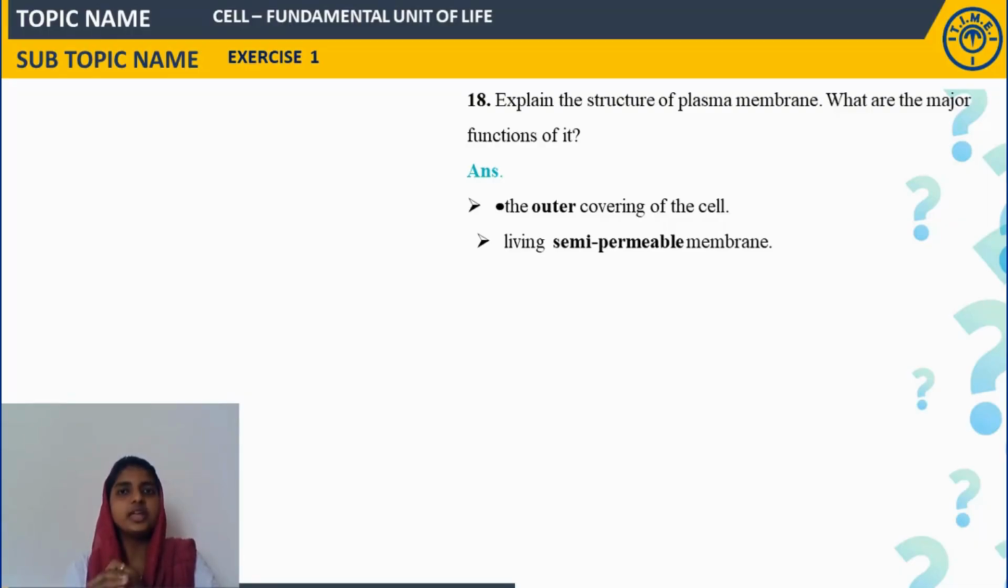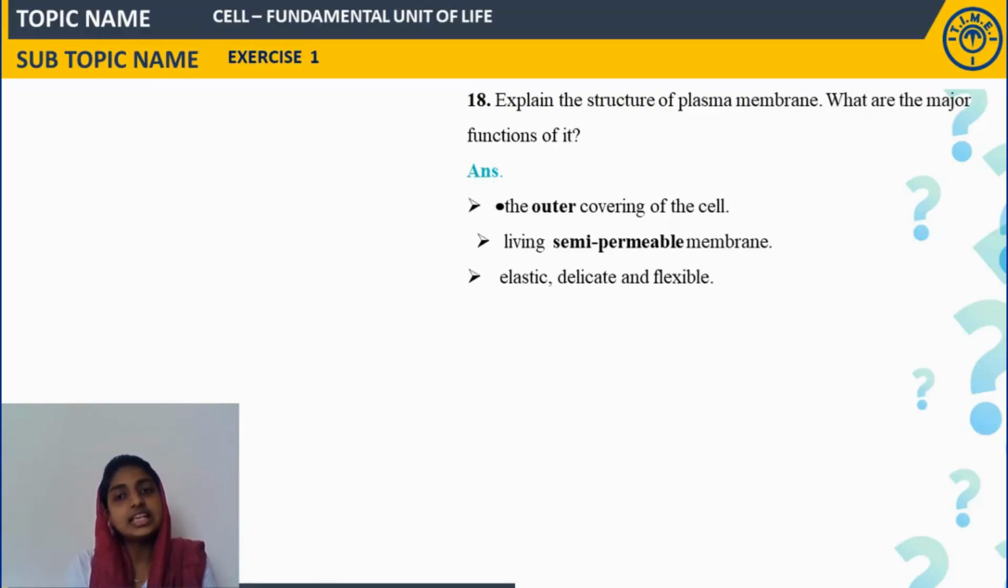I have explained all of this in detail in the previous sessions. Okay. So, I'll tell you the points. So, structure of plasma membrane. Plasma membrane is the outer covering of cell. Now, it is a living semi-permeable membrane. What is semi-permeable? Semi-permeable means selectively permeable. Selectively permeable means it allows only certain substances to enter the cell. So, it is a selectively permeable membrane.